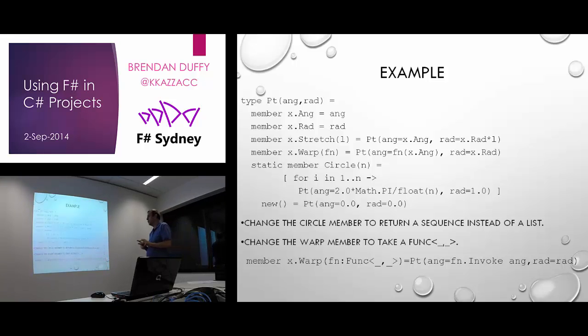So, what are the things that might be done to improve that? Nothing greatly wrong with it, but first off, returning a list isn't very friendly. So change it to return a sequence. And the walk member, which takes a higher order function, change that over to wrap into a standard .NET delegate type.